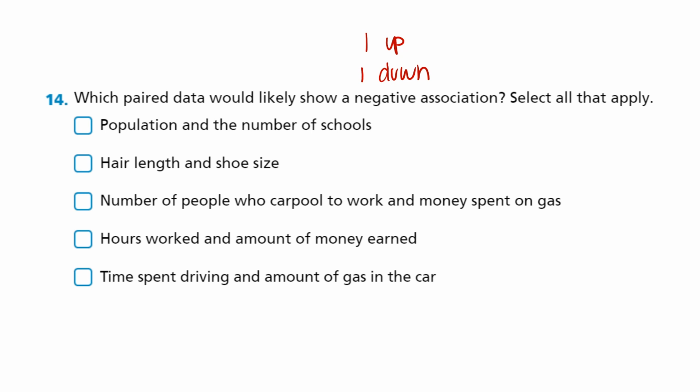Number 3, the more people who carpool to work or who ride together would be less money spent on gas. So that would be a negative. Carpooling is a positive statement, but money on gas would be less. That's your negative statement. Number 4, hours worked and the amount of money earned was our positive statement. The more hours you work, the more money you make. And the last one, time spent driving. The more time spent driving, the less gas there is in the car. So that would be our other negative association.